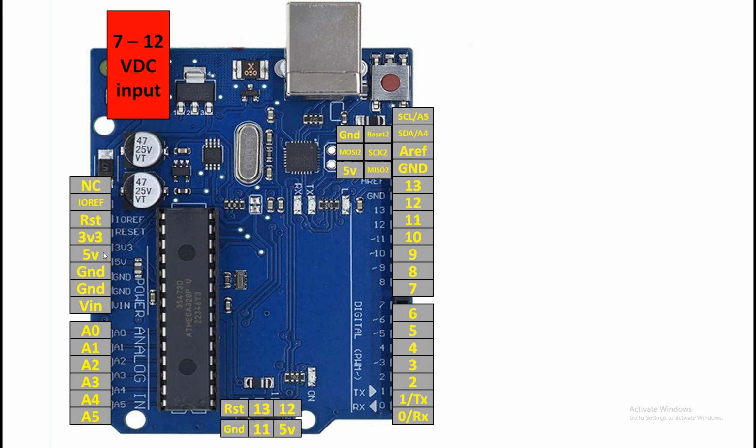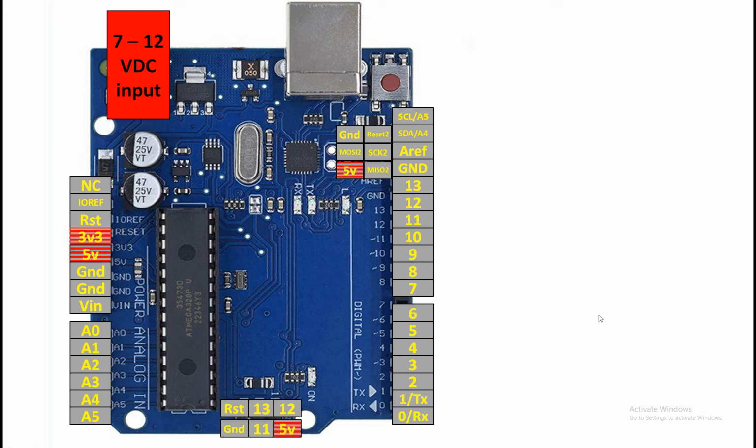3.3 volt. So you only have to input like 7 to 12 volt, and it will auto convert that to 5 volt and 3.3 volt, which your sensors and modules connected to the board will require. So you can also give them as output. So this board will also act as a power source. So you only need 7 to 12 volt DC input, and then it has two voltage regulators, one for 3.3 and one for 5 volt.